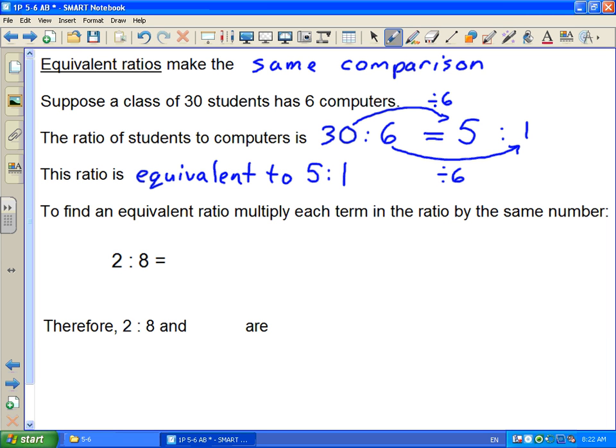Okay? And to find an equivalent ratio, one of the easiest ways to do it is just multiply each term in the ratio by the same number. So if I've got 2 to 8 here, and I take my 2 and I multiply it by 2, I get 4. If I do the same thing to the second term here, take my 8, multiply by 2 to get 16, I've got myself an equivalent ratio. So therefore, 2 to 8 and 4 to 16 are equivalent ratios.